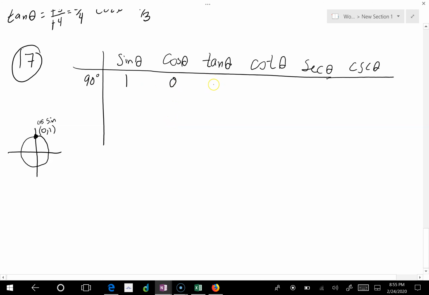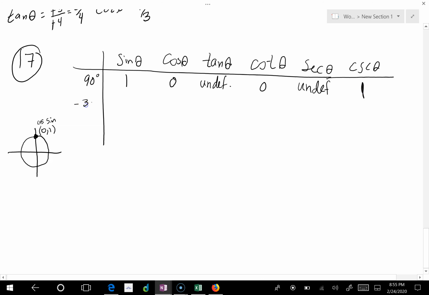Tan is sine over cosine, so 1 over 0 is undefined. Cotan is cosine over sine, which is 0 in this case. Secant is the reciprocal of cosine, so it's going to be undefined because it's 1 over cosine, and 1 over 0 is undefined. Cosecant is 1 over sine, so it's 1 over 1.